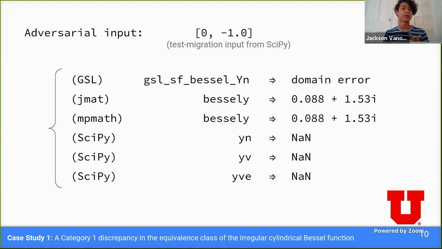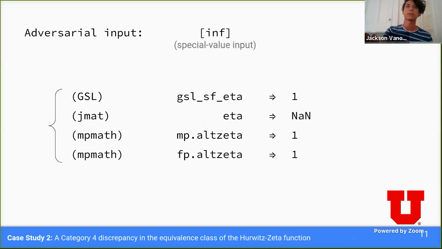This first one is a category 1 discrepancy, which were the discrepancies that were dropped from the complete set of 655. Category 1 discrepancies are not reliably very buggy. They're not as severe, and they represent cases where library developers made different choices with respect to the implementation. So here we see a test migration input from SciPy, and as a result, GSL and SciPy show that they're not supporting this particular portion of the domain, and the NaN and the domain error are documented in the documentation. But JMAT and MPMath do support it, and they return a complex number. So not a bug, but illustrative of different choices made by library developers.